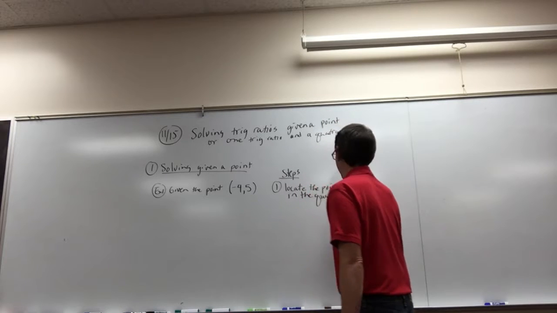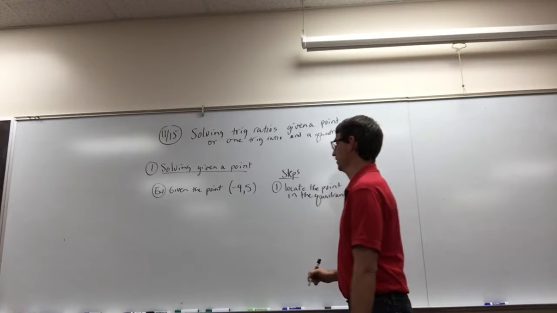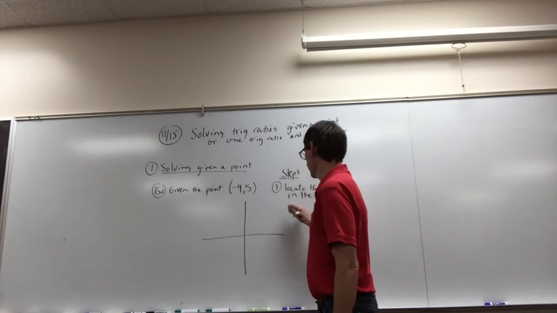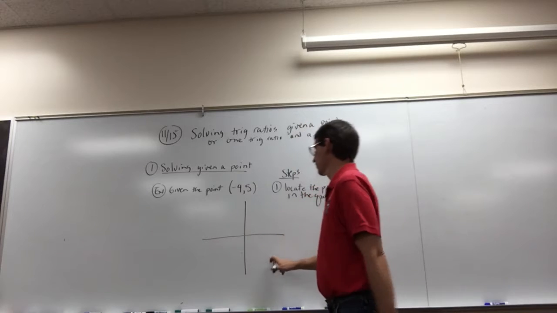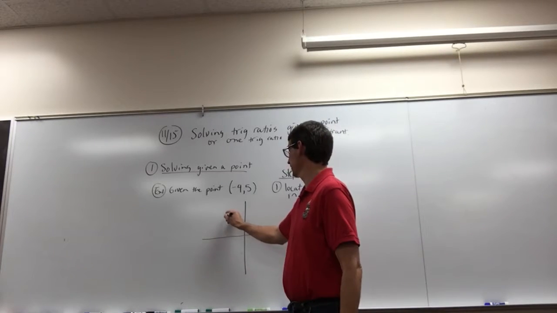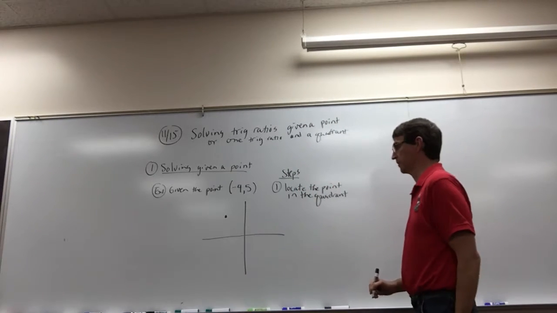Now you do not need to graph the point, you do not have to plot the point exactly. All you need to figure out is, is it in the first quadrant, second quadrant, third or fourth quadrant. With a negative x and a positive y, my point's somewhere in the second quadrant.